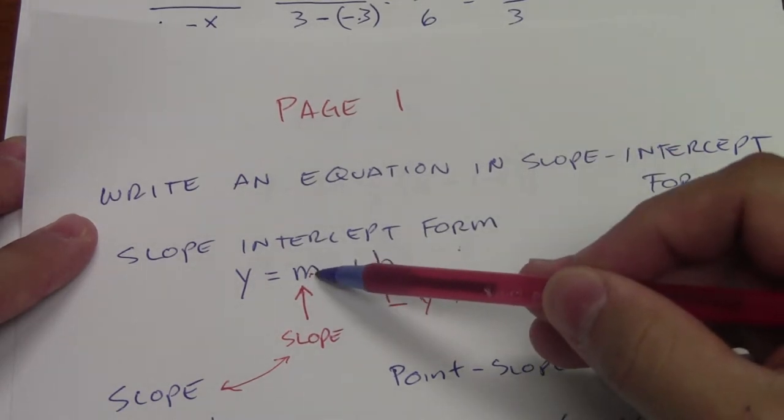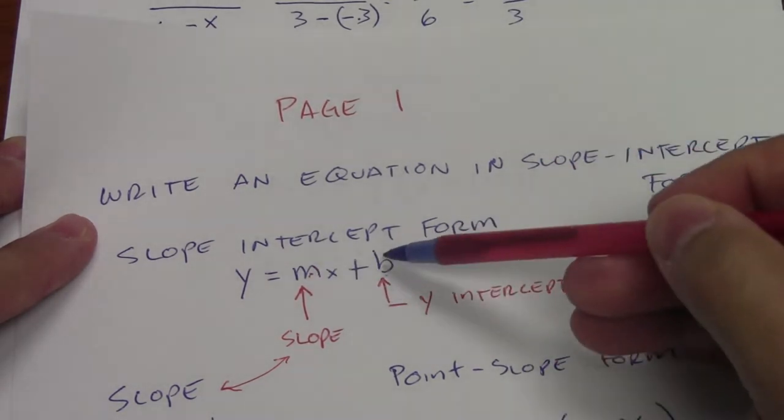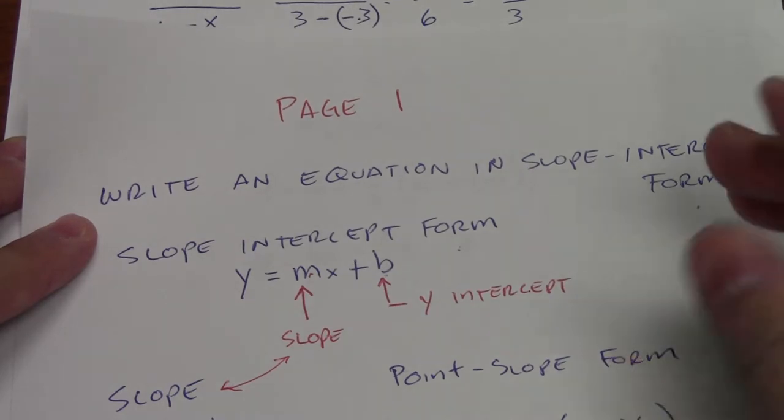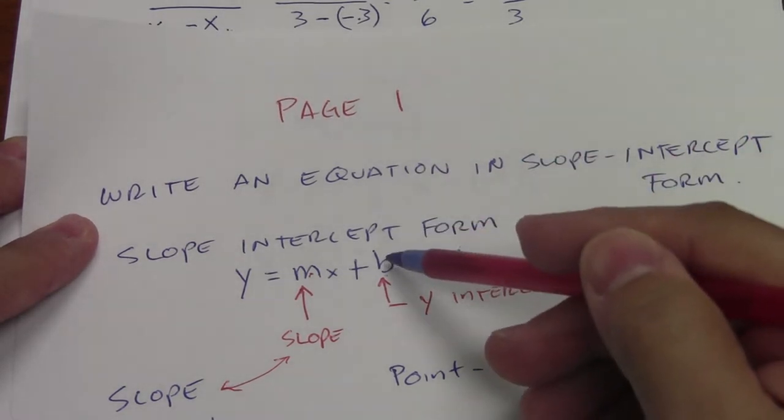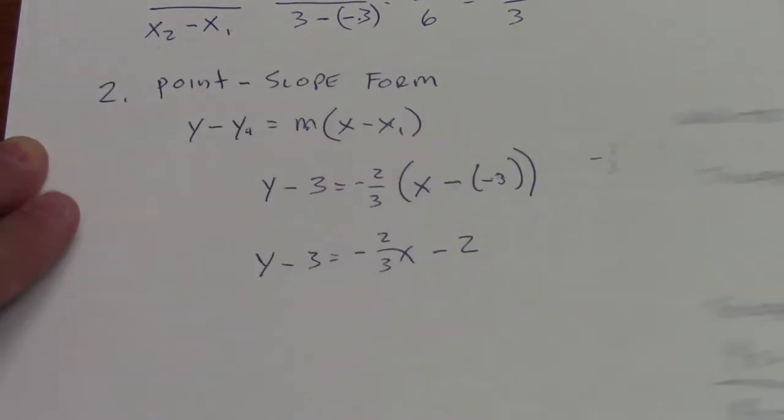We already found the m, that was the negative 2/3. We just found the b, which was the -2. So let's finish it up. Well, actually, we didn't find the b yet. We have to finish the other side.